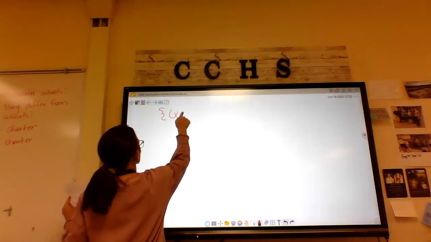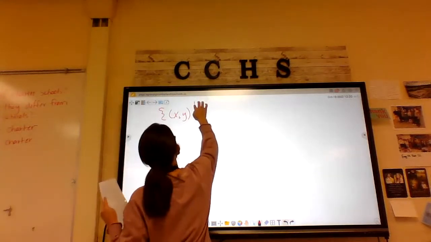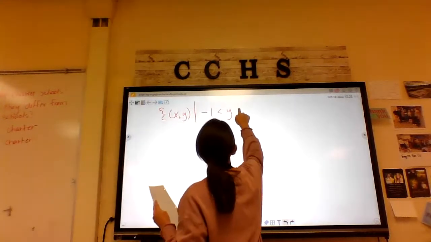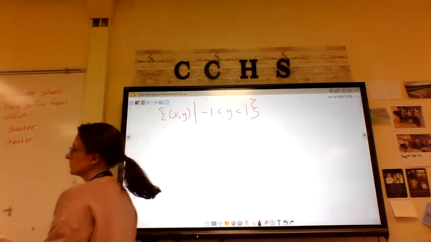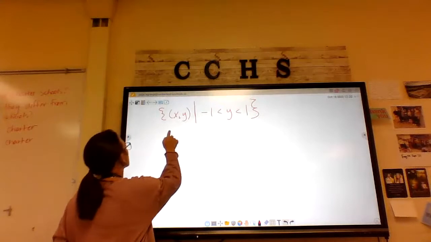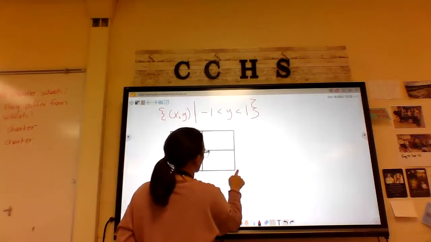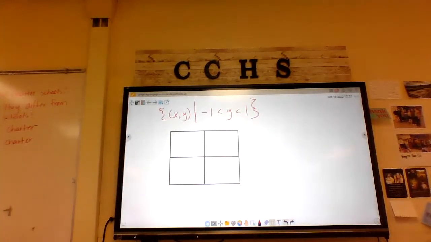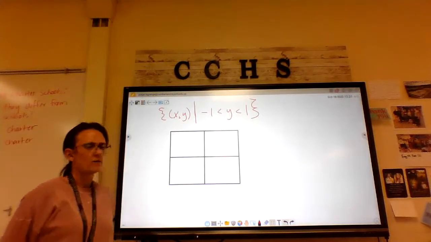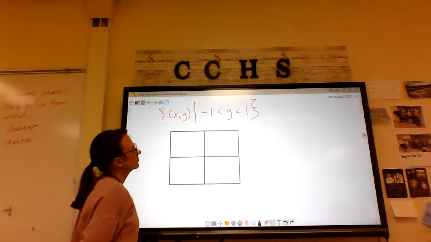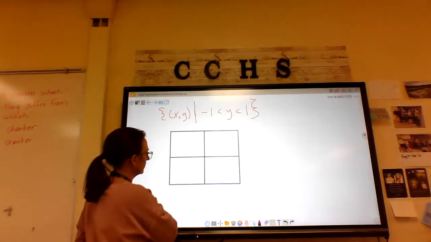So we've got x, y, such that negative 1 is less than y, which is less than 1. So what am I looking at here? y has to be between negative 1 and 1. So how do I make my boundaries if the boundary is not included? Dash. So where do I put a dash line? On y equals negative 1, right?